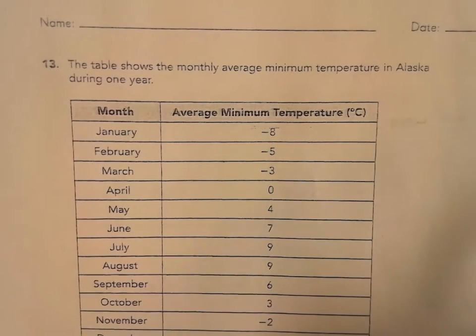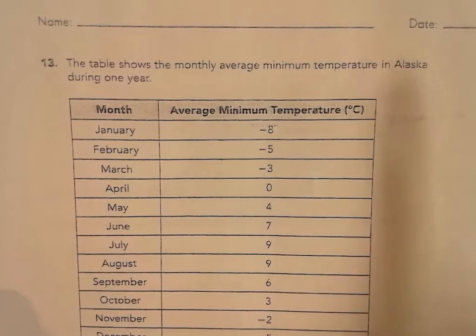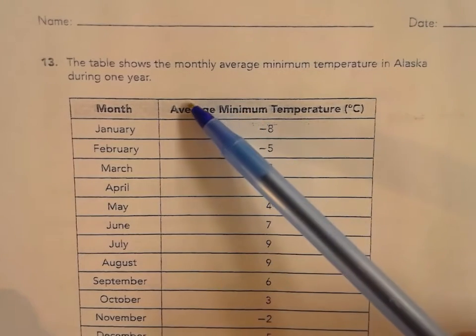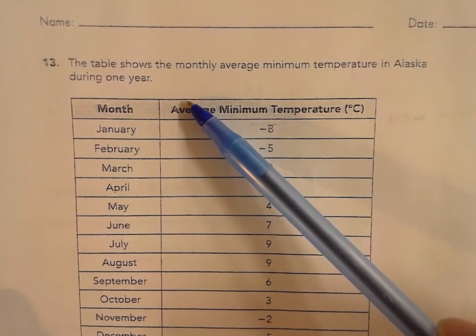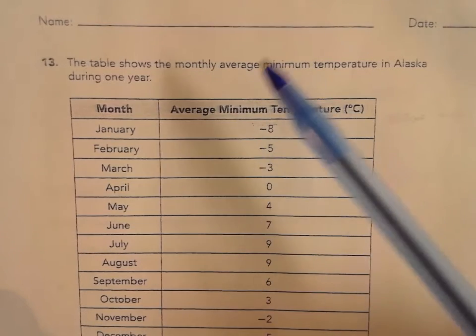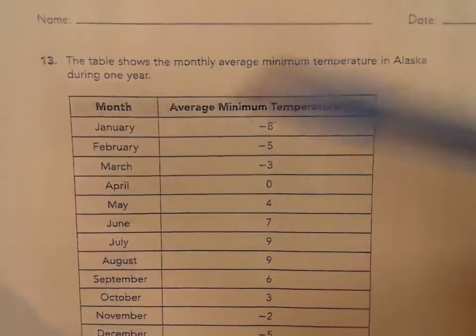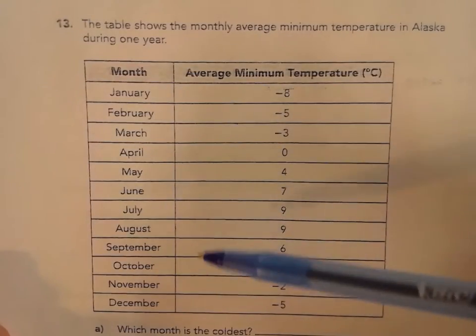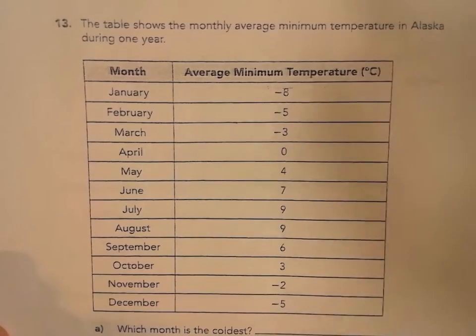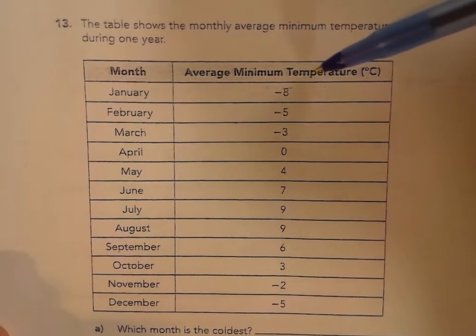This is still problem solving. We still have to show our work, and we have to think about these application problems. So number 13 reads, the table shows the monthly average minimum temperature in Alaska during 1 year. If I take a look, I notice that they have all of my months listed, January through December. I see the average minimum temperature.